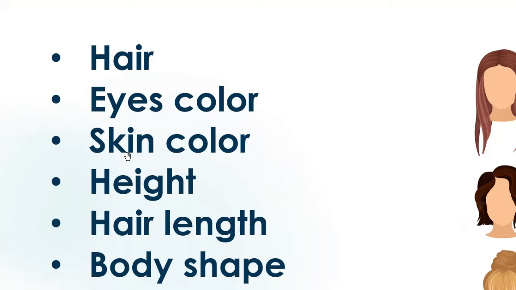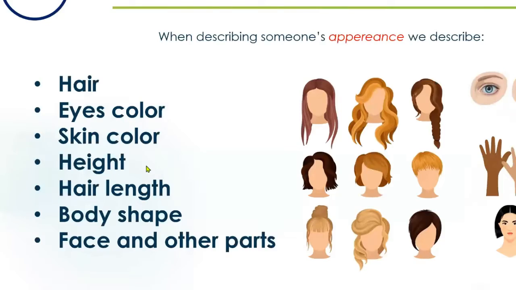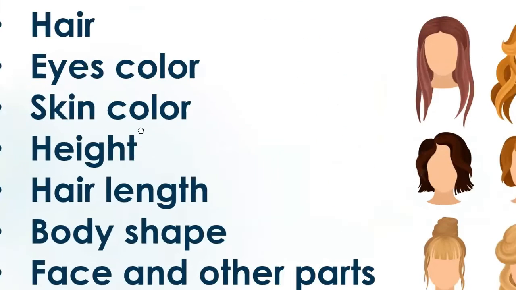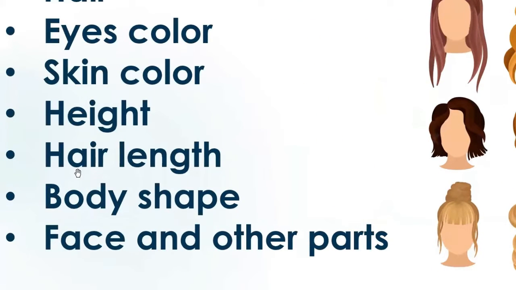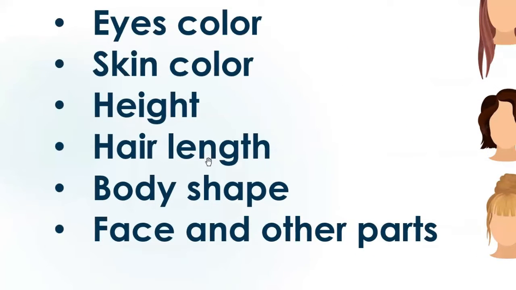Skin color. The skin color, color de la piel. What else? Height. What is a height? ¿Qué es a height? Altura. A estatura, correct. The height. Very good. Height. What else? Hair length. What is hair length? Check. Es el pelo, el largo del cabello. El largo, correct. Yes. Hair length.